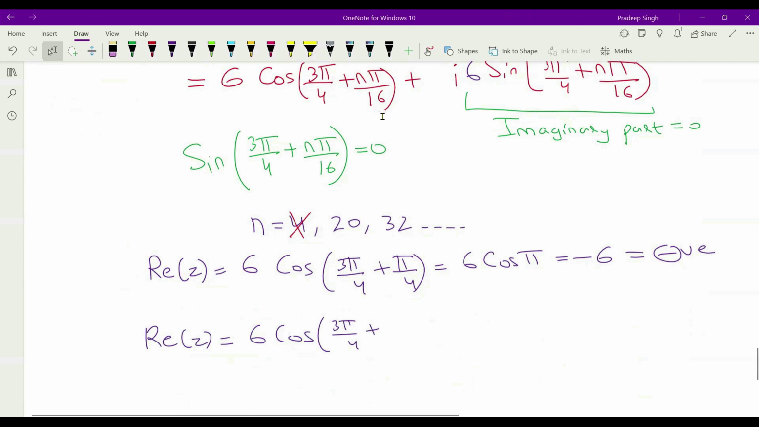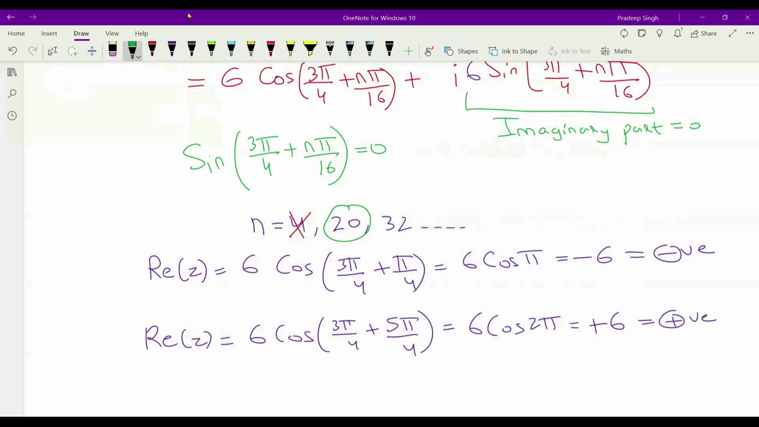So 20 pi by 16 simplifies to 5 pi by 4. And if we simplify this, we get 6 times cos 2 pi. And since the value of cos 2 pi is positive 1, we get plus 6 as the eventual answer, which clearly is positive. Hence, n equal to 20 is indeed the minimum value of n at which the multiplication of z1 and z2 is a positive real number.